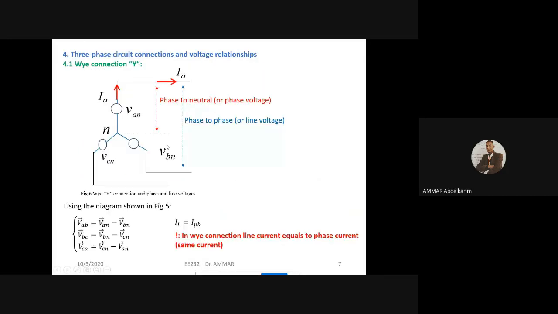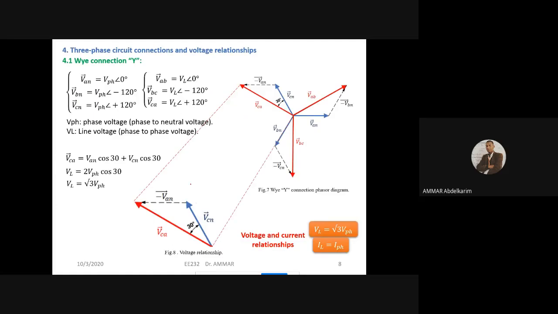In Y connection, we have two voltages, the phase voltage and the phase-to-phase voltage, while we have a single current. We can call it phase or line current. So the line current and the phase current are the same thing. In Y connection, line current equals the phase current, same current. This is the representation. We said we need this triangle to determine those relationships.